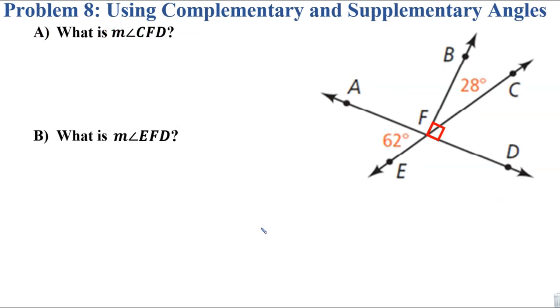So let's go ahead and use those definitions for complementary and supplementary angles. We have our geometric figure on the right. We'll do both these problems together.